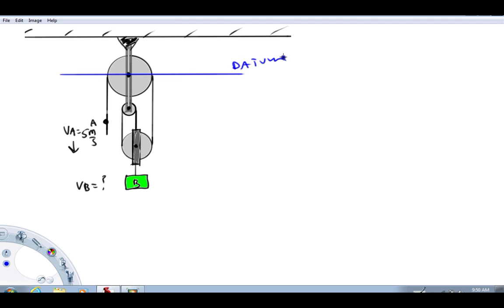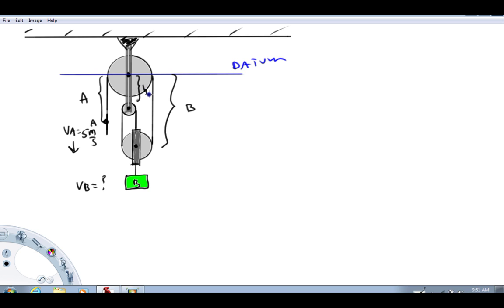Now I'm going to label various distances in this problem. The distance from the datum, since this is point A, I'll just call distance A. Here's mass B, and I'm going to measure the distance to the center of that pulley. I'm going to call that distance B. I'm noticing there's a distance between these two pulleys that I think is going to show up. I'm going to call that H, because it's a height.